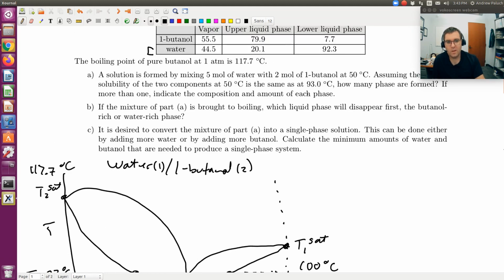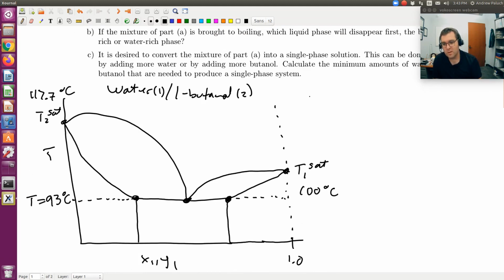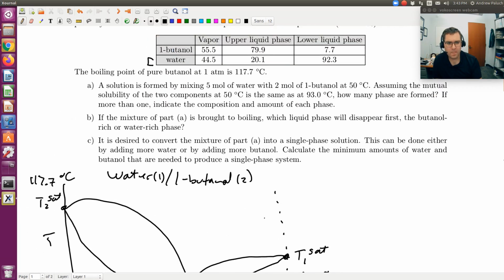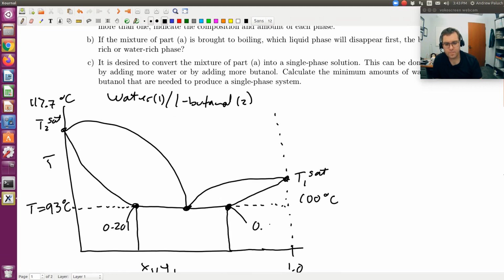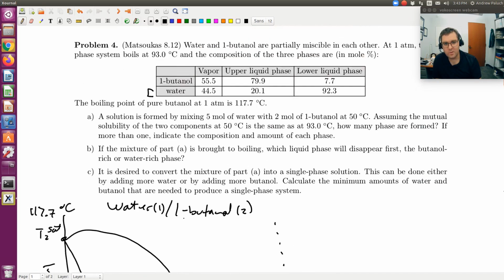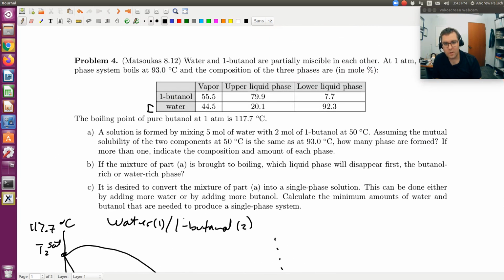So what that corresponds to is here. This is going to be 0.201. This mutual solubility would be 0.923. And then my vapor, this is going to correspond to my azeotrope, which is 0.445.